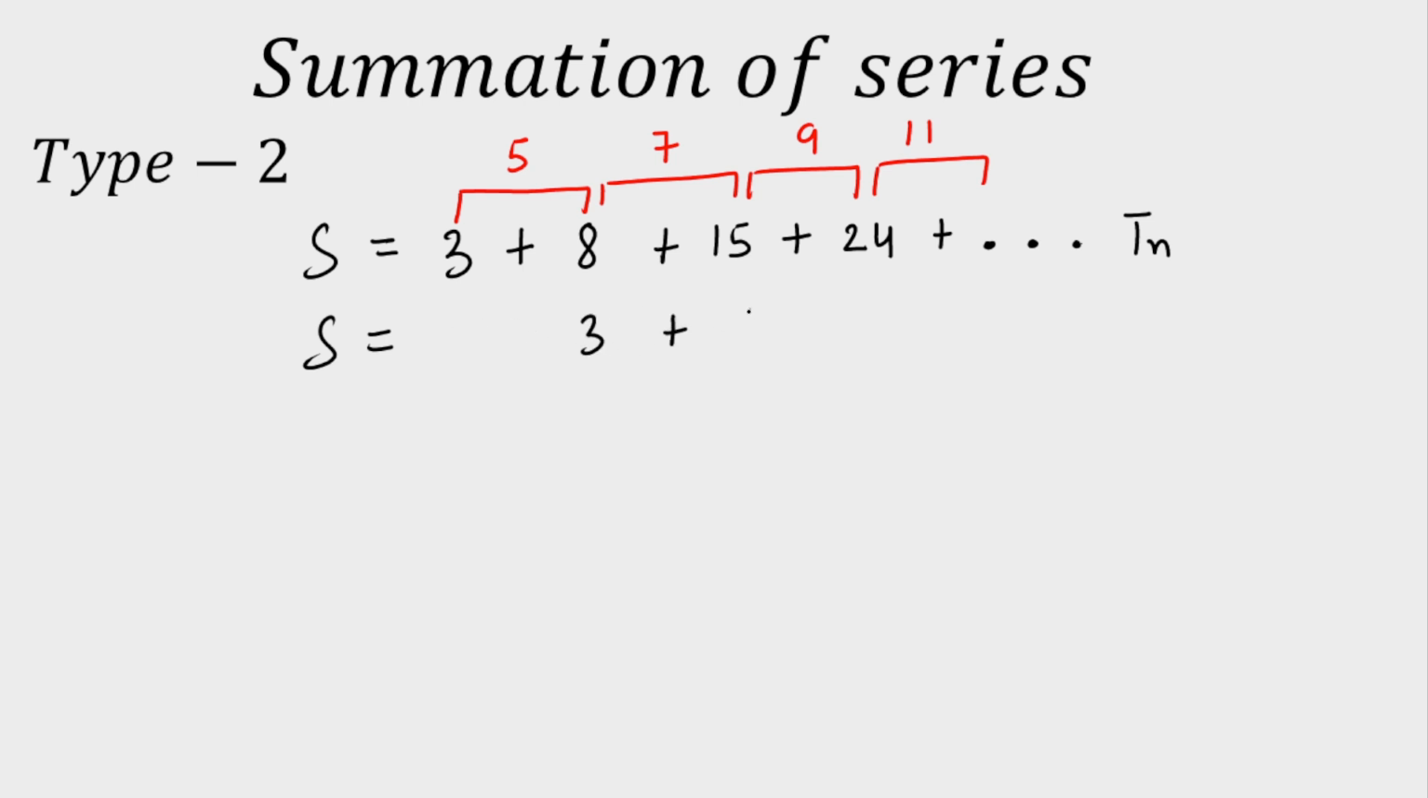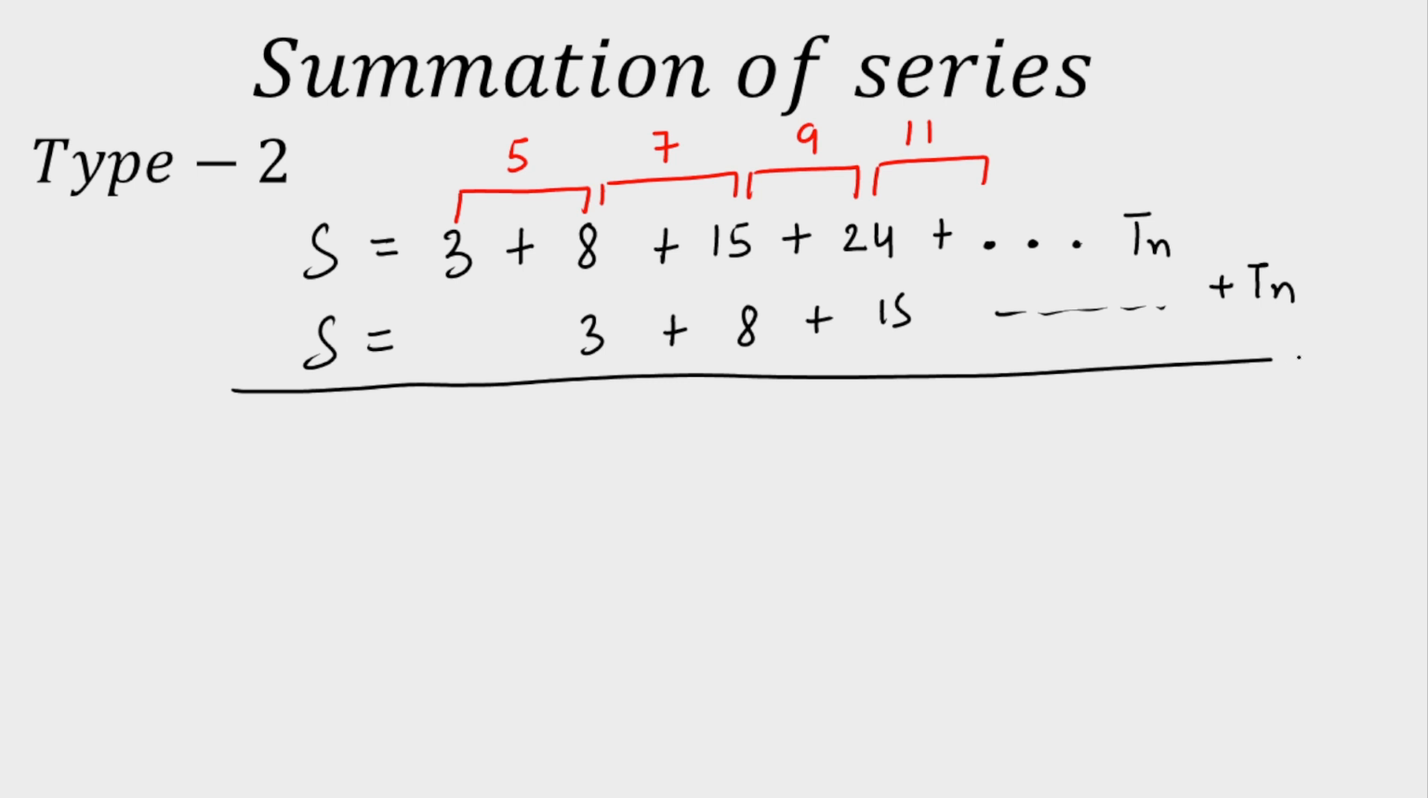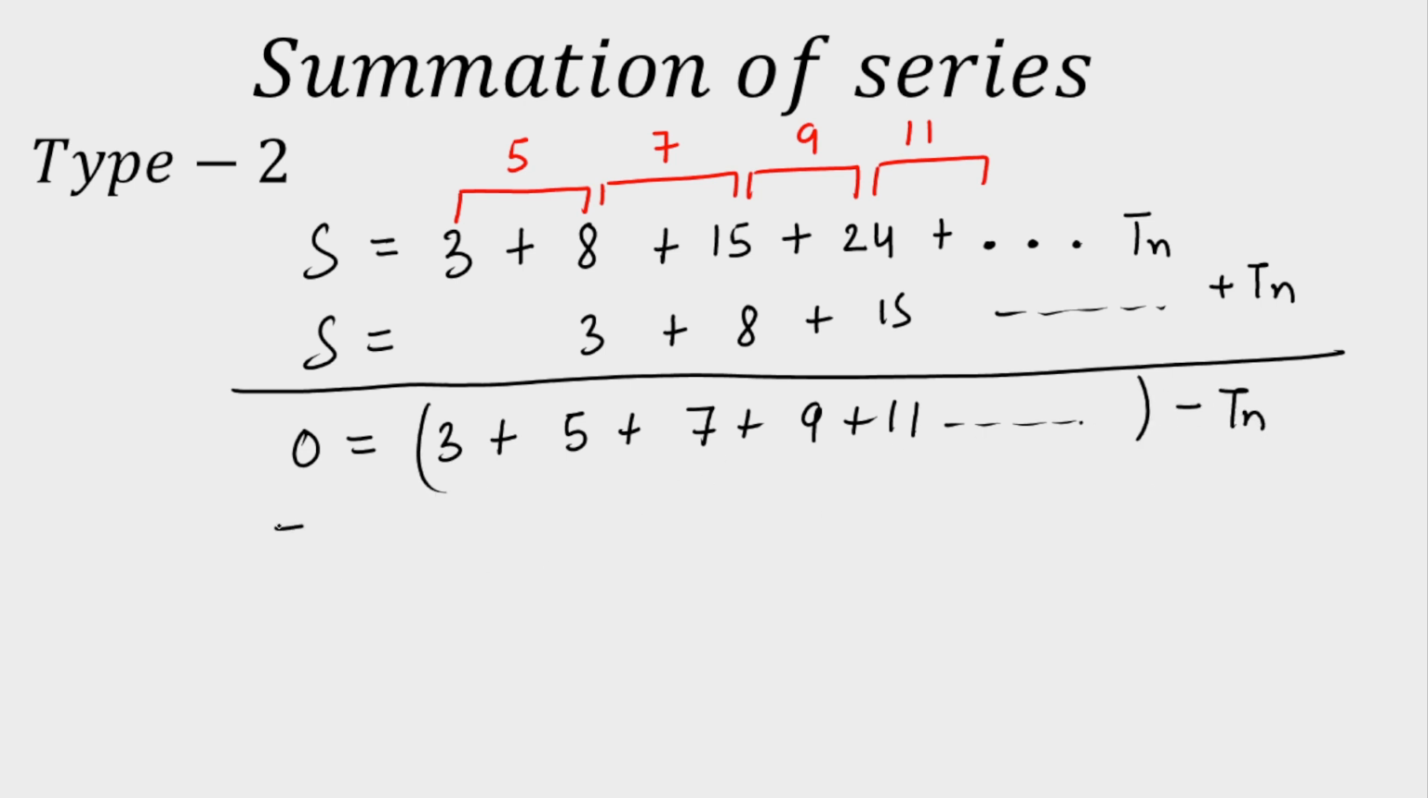So 3 plus 8 plus 15 and so on till plus t of n here. And I'm going to subtract, because the moment I subtract, I'll get the sequence in AP. So s minus s will be 0 here. We'll get this as 3 plus 5 plus 7 plus 9 plus 11 and so on till the nth term and minus t of n here. So t of n I'm going to take on the other side. I'll get this as 5 plus 7 plus 9 and so on till nth term.